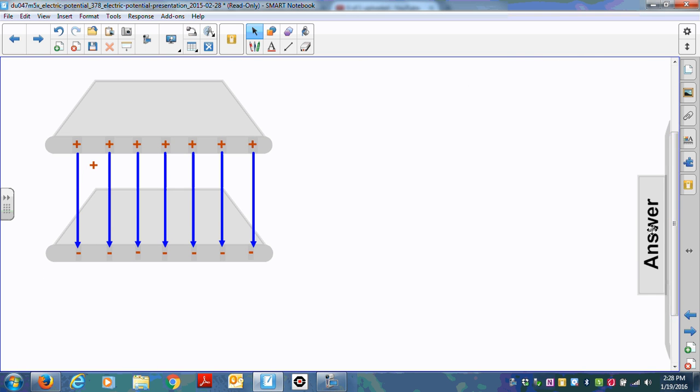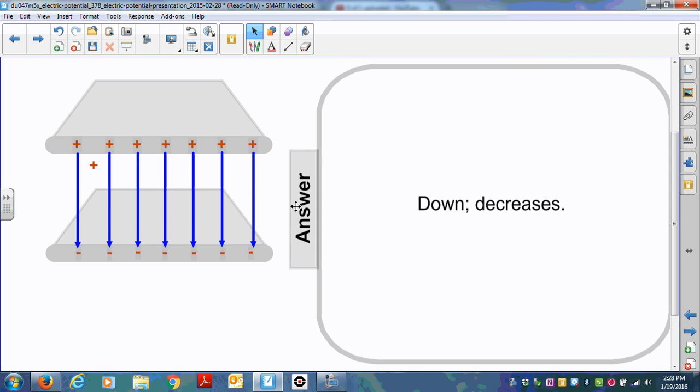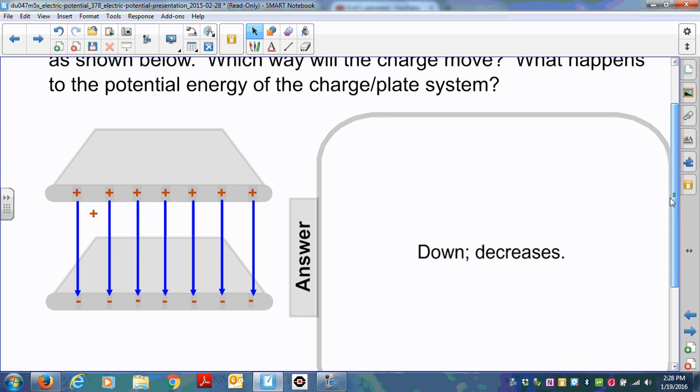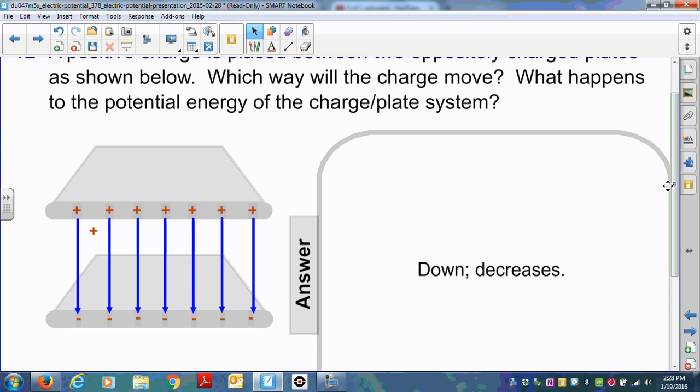Okay, so let's check and see if you understand what's going on. It is going down and it is decreasing, okay, because it's moving in the same direction as the field.